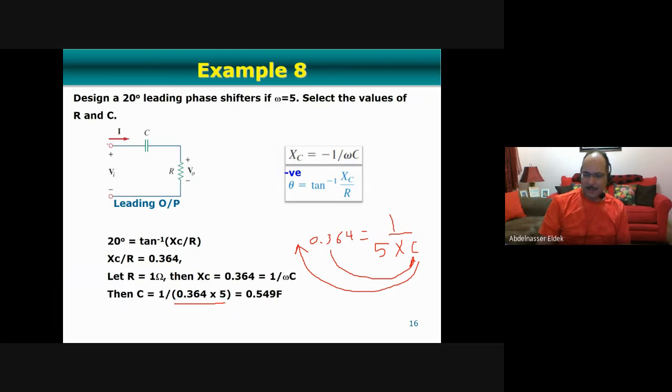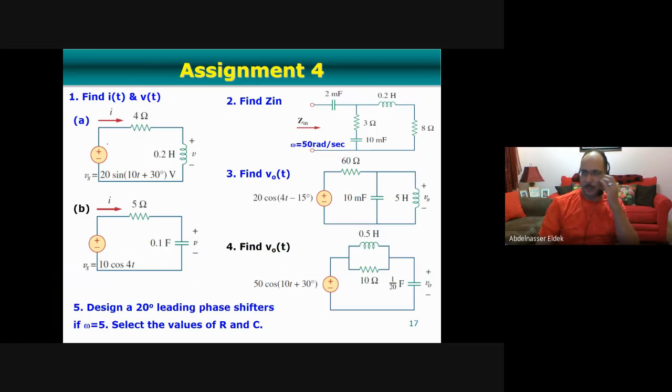I believe this is the last example in this chapter. This is the assignment. All the problems in the assignment are solved in these videos. You will not find the solution in the videos that are on Canvas. So if you want to find the solutions, you have to watch the videos. And I will mention this in the live lecture.